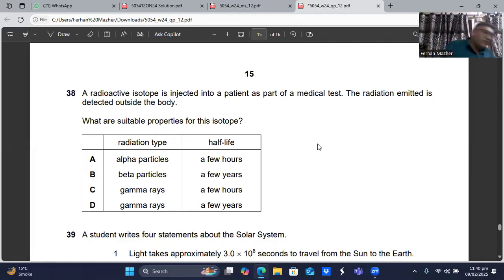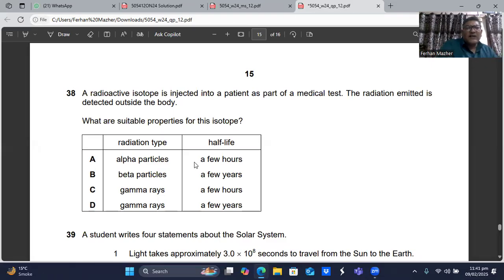This isotope should emit either beta particles or gamma rays, because this radiation should be able to penetrate through the flesh and skin. And the second thing is its half-life should be a few hours, not a few years, not a few minutes. Its half-life should be a few hours, so that you have to keep the patient under observation due to the radiation only a few hours.